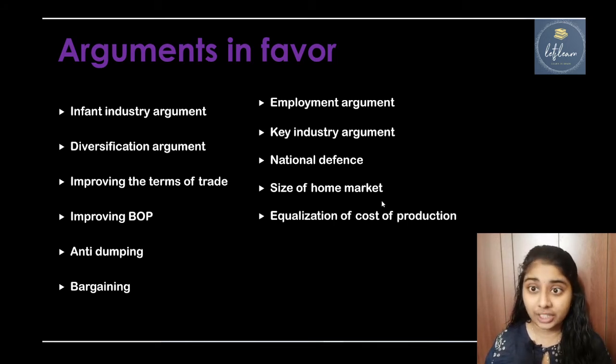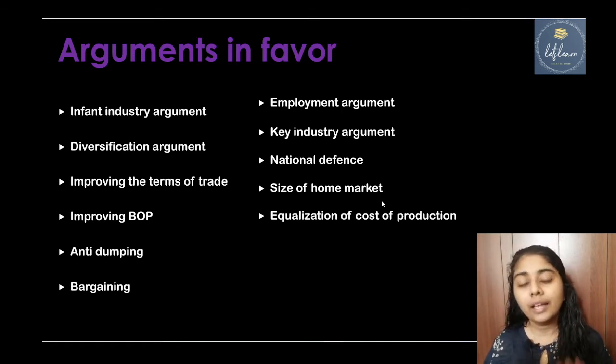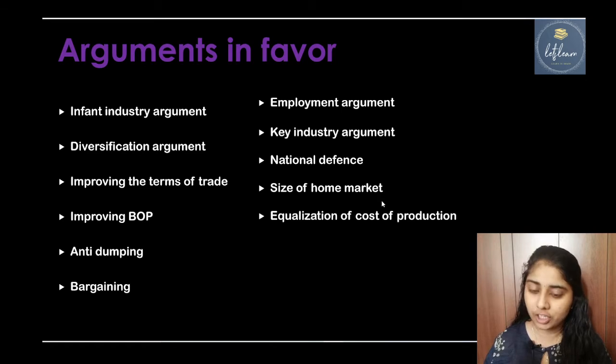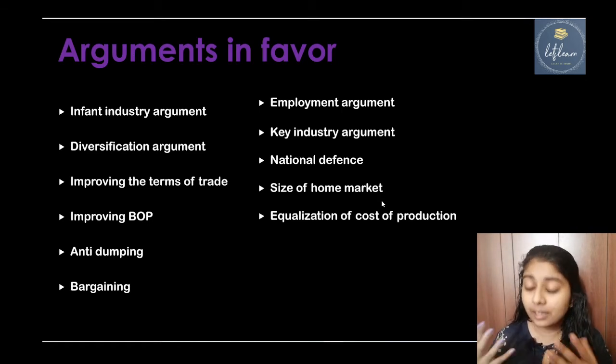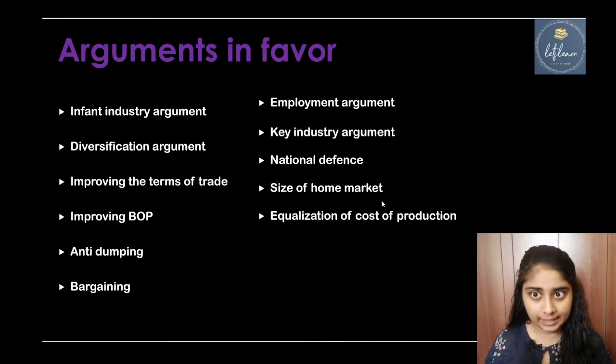Then comes national defense. For saving our own country's economic state or for saving our own domestic industries, countries will opt for protectionism. Then comes size of home market. When our home market is already very small and we already have so many domestic products competing with each other, if some foreign products also come into that competition, it will make the competition harder for the domestic industries. So to protect the domestic industries, protectionism is implemented.